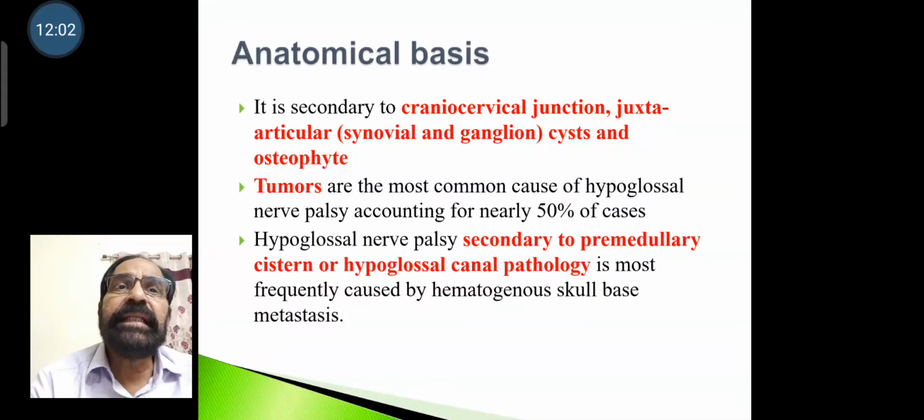Anatomical basis. It is secondary to craniocervical junction lesions, juxta-articular lesions, that is synovial and ganglion cysts, and even osteophytes. Tumors are the most common cause of hypoglossal nerve palsy, accounting for nearly 50% of the cases. Hypoglossal nerve palsy secondary to premedullary or hypoglossal pathology is most frequently caused by hematogenous skull base metastasis.